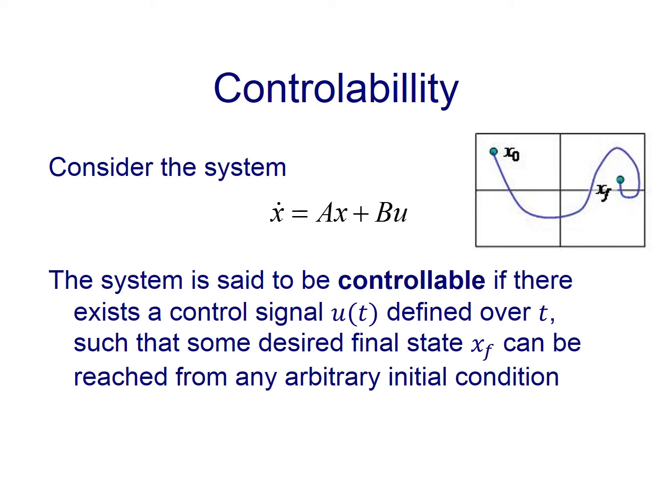So let's take a look a little bit at the drawing here. Imagine that we have some initial state here, and we have the orbit of solution here. And previously we have obtained this u, in such a way that this u makes the system go from x0 to this x_f. So a system is controllable if there exists this input signal or control loop.